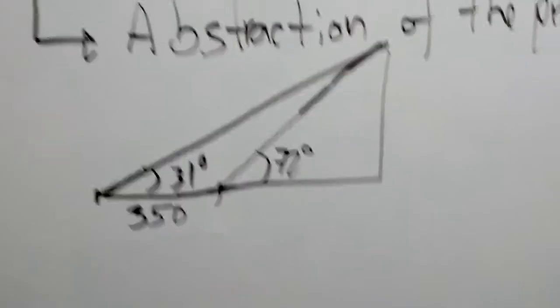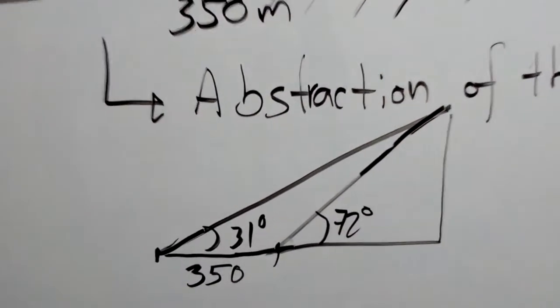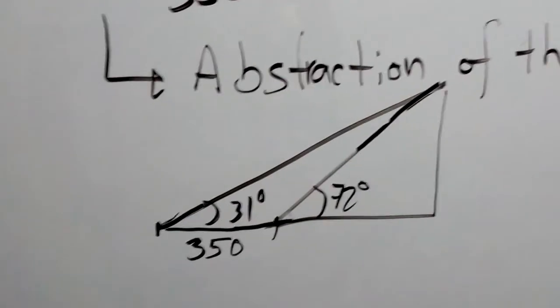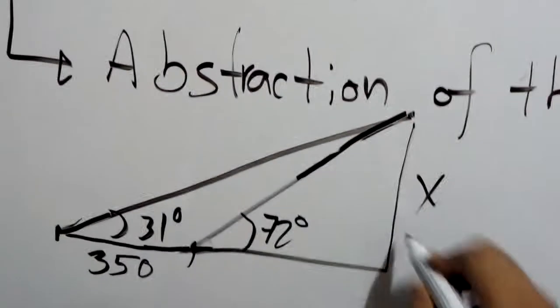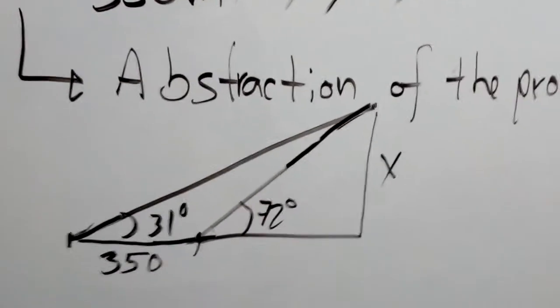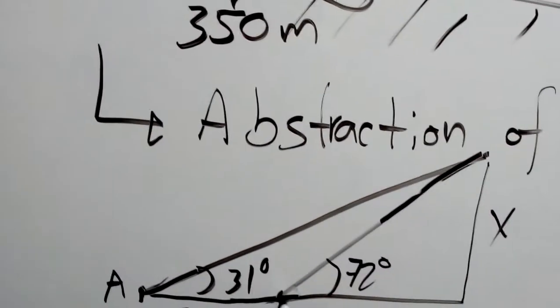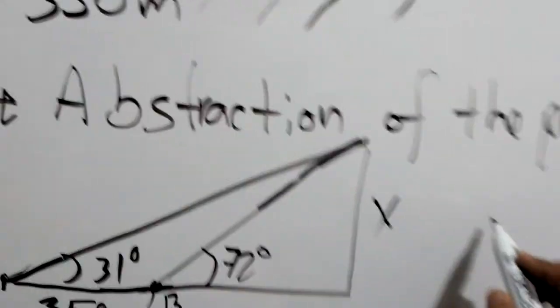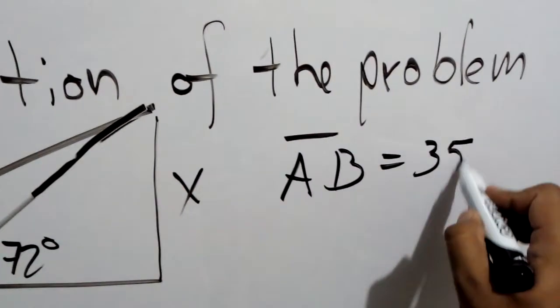Now that you have the right picture, man, you have made like 50% of the problem. So basically you have to find x. Yes, this side is x, and let's call this point A and this point B. So you know that the distance from A to B is 350.